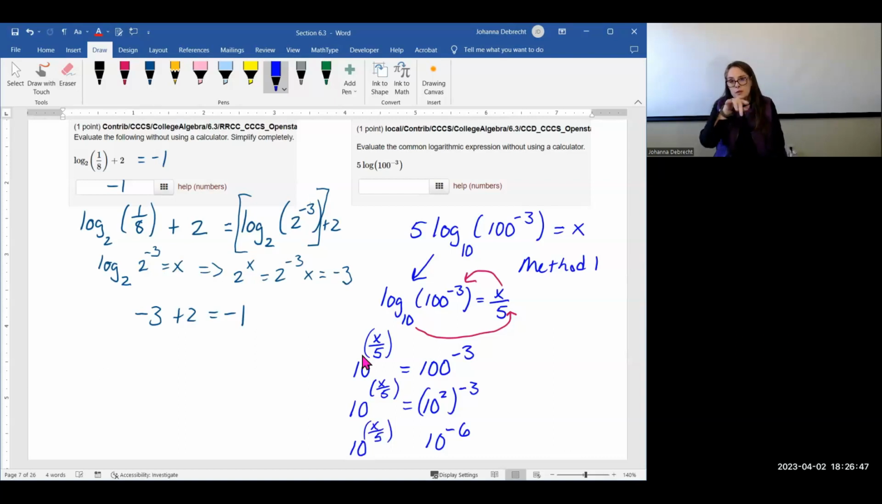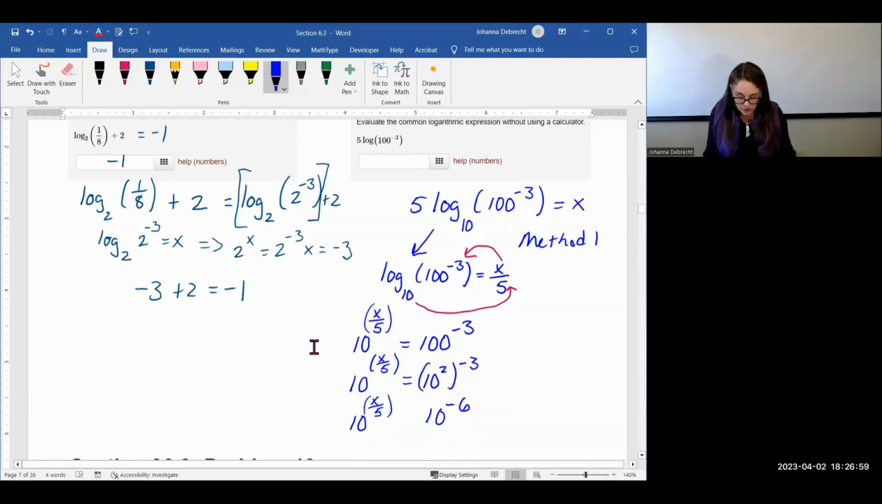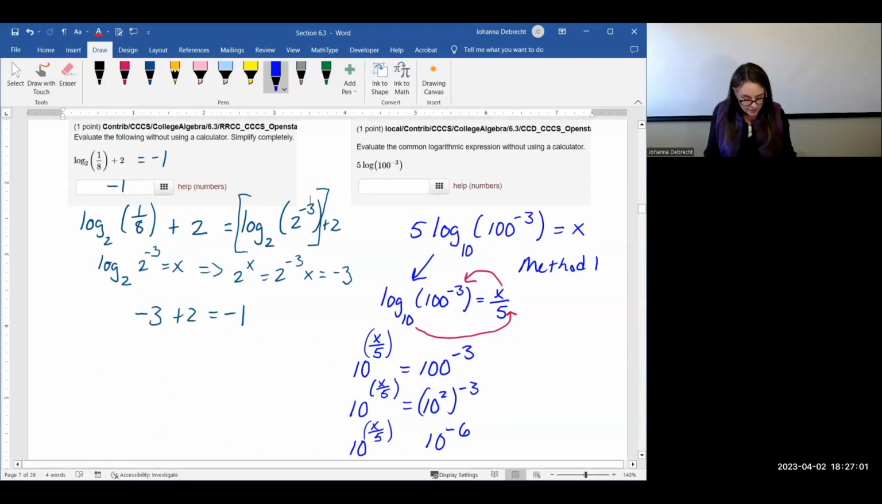Sometimes you'll see them written with slanted sideways fractions because they're having trouble getting it up there. This is why you use blank computer paper to do your work. Don't use lined paper. You can't get that into one line. And I'm going to need more space.